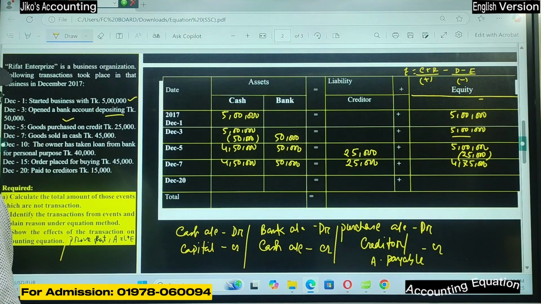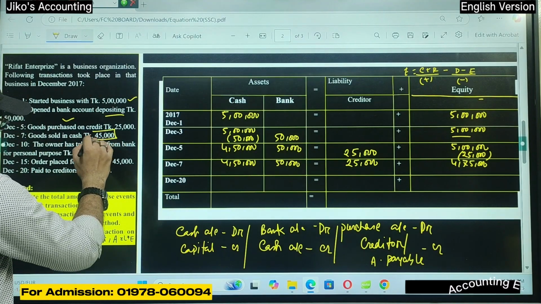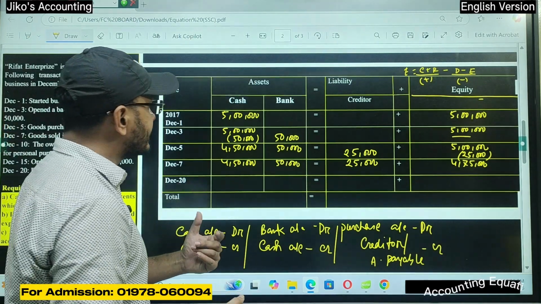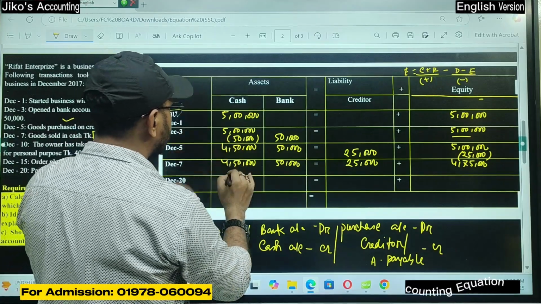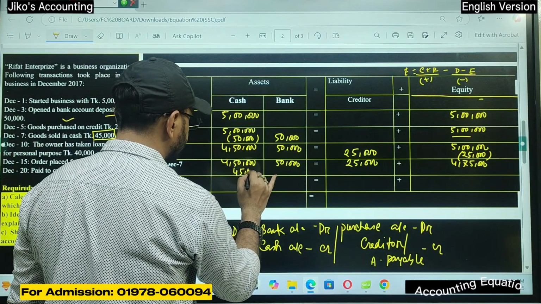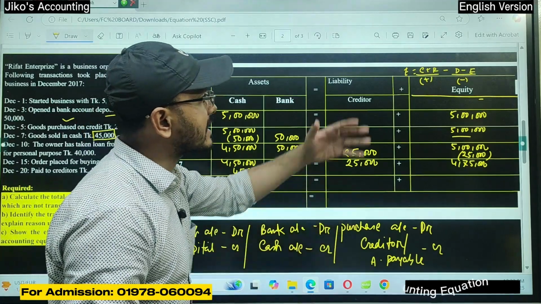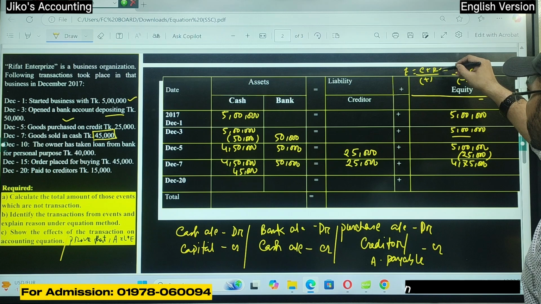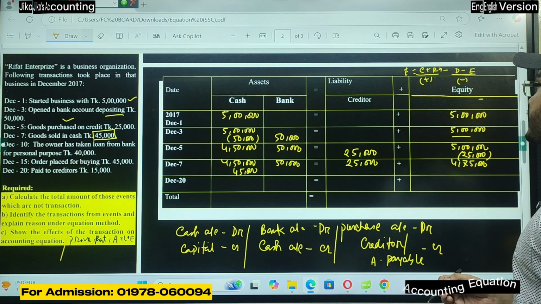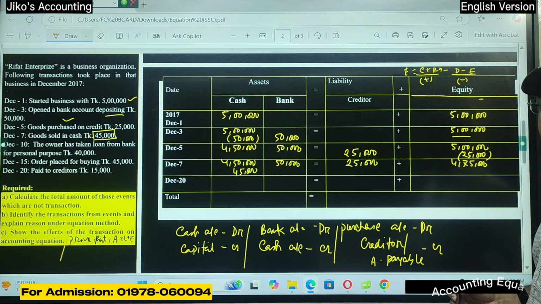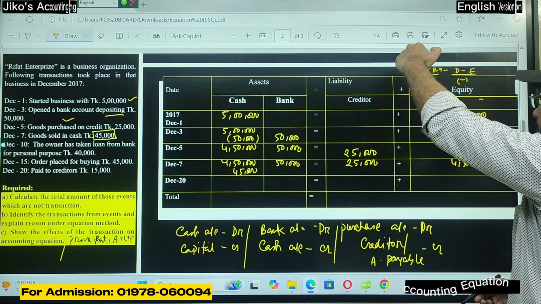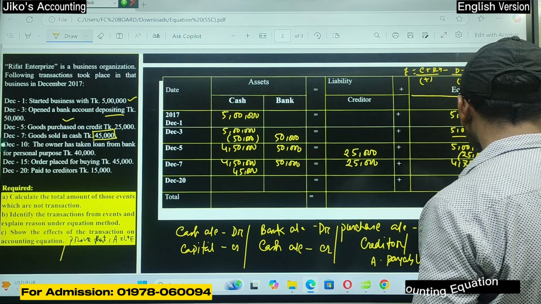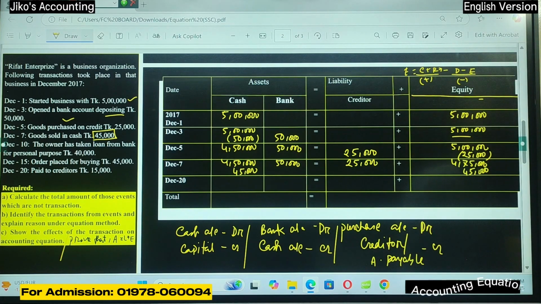For December 7th, goods sold in cash, 45,000 taka. By selling goods, how about the cash situation of the business? That indicates the increment of the cash. Increase means you have to add to it. That means cash account debit, sales account credit. You can see sales is the symbol of revenue. By selling goods, you can generate your income. That indicates the equity increase. What is the total amount? 45,000 taka.